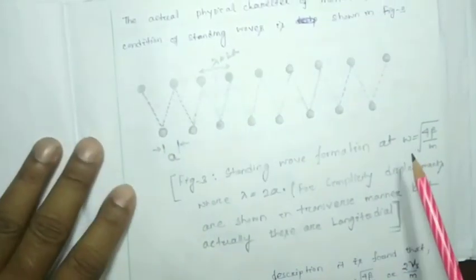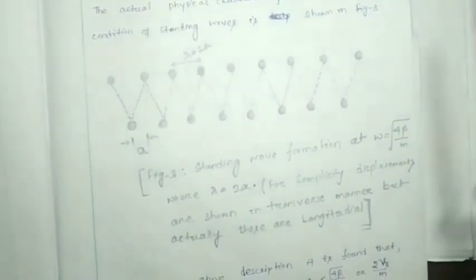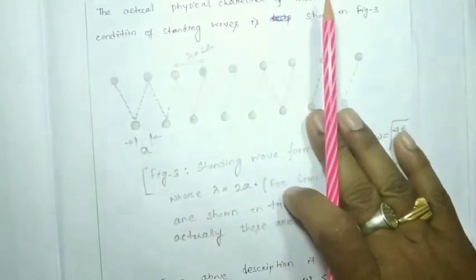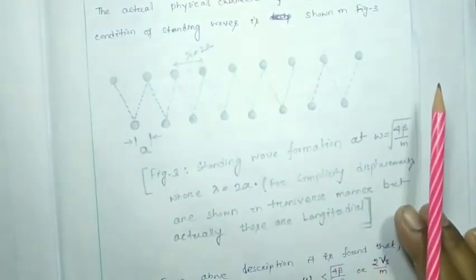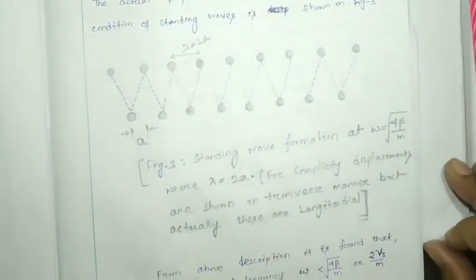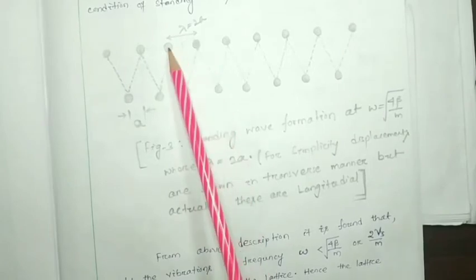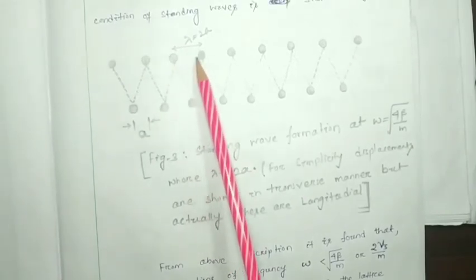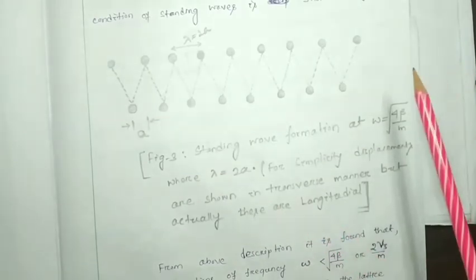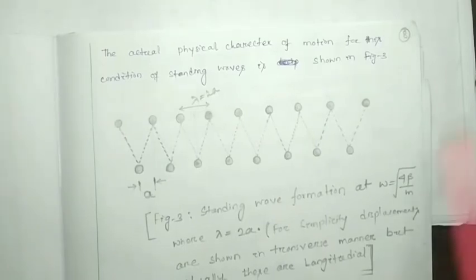The standing wave formation at the frequency omega equal to root over 4 beta by m, where lambda equals 2a. I told you that this to this distance is a and this to this distance is a, so this will be the so-called wavelength. I suggest that you pause the video and write the note, because notes are useful at the time of the exam.